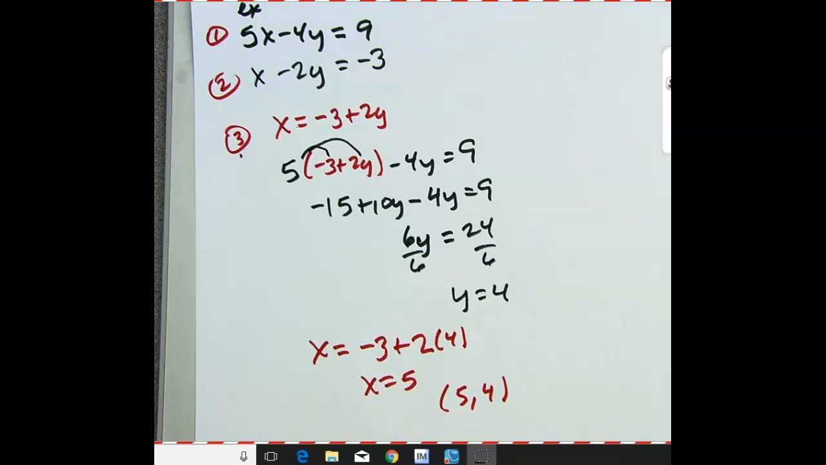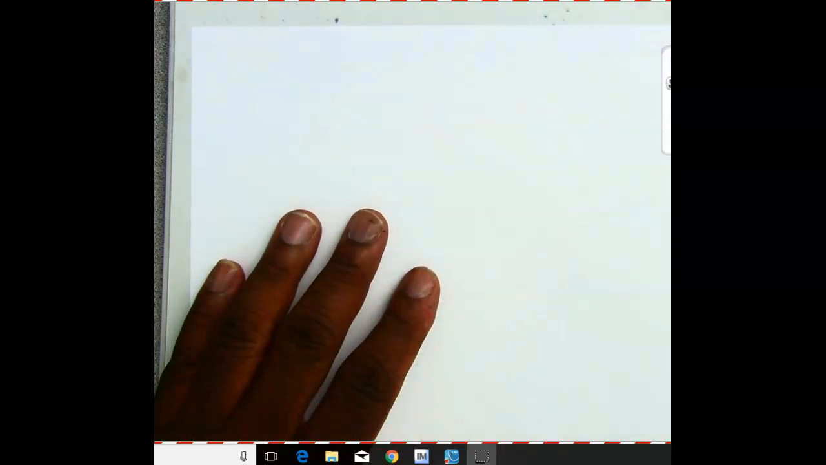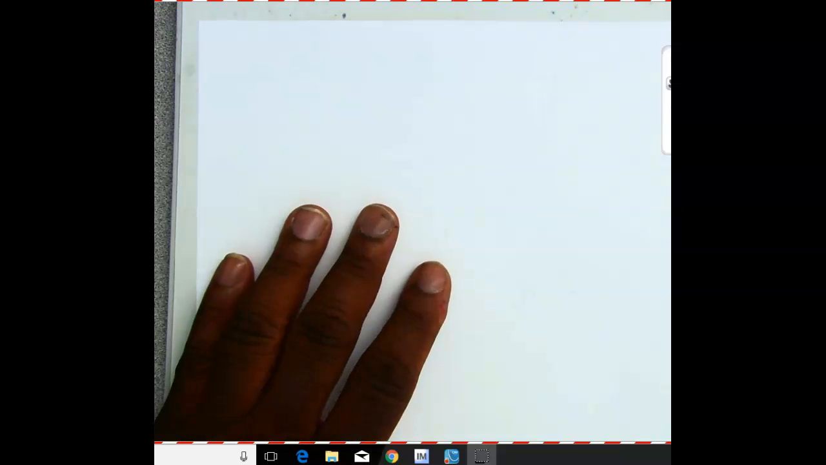Okay. So substitution. Now let's take a look at elimination. Your goal with the elimination method is you're trying to add the 2 linear equations and eliminate one of the variables. So you want to go from 2 equations, 2 unknowns, to 1 equation, 1 unknown. Now, in order to do that, you're going to need to have an opposite of the variable you're trying to eliminate. So you have to decide which variable and then find an opposite.